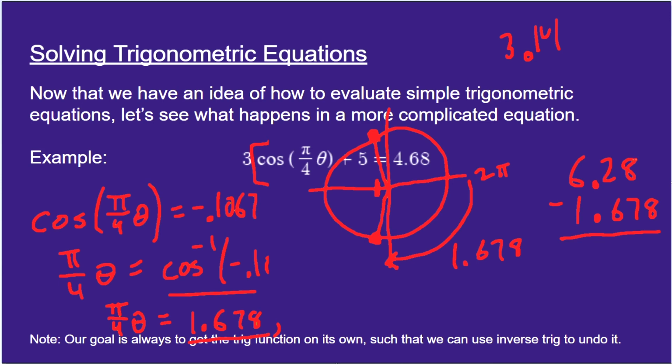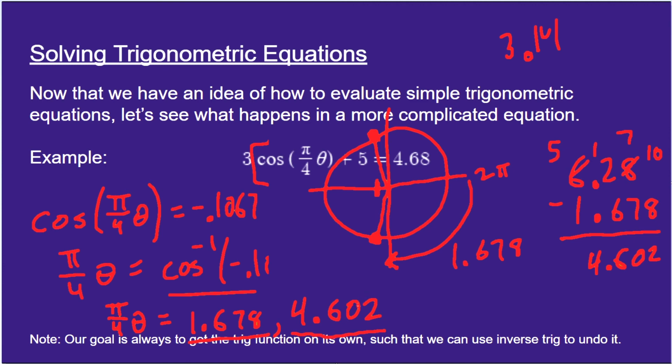We get 4.602. 4.602. Now check it out. Am I done with it? Have I gotten theta on its own? Have I solved for theta?